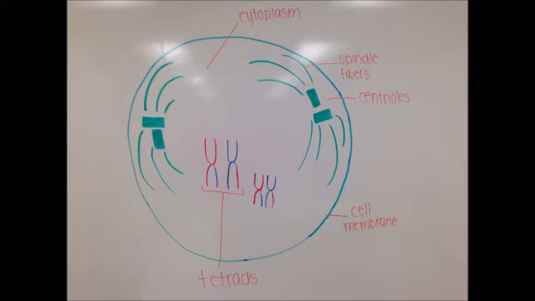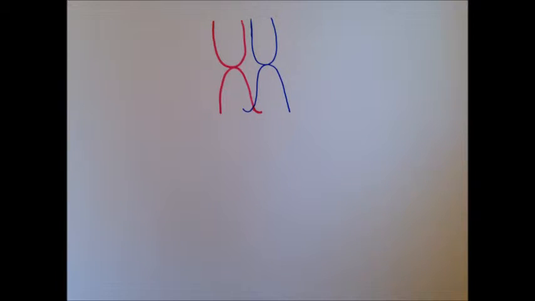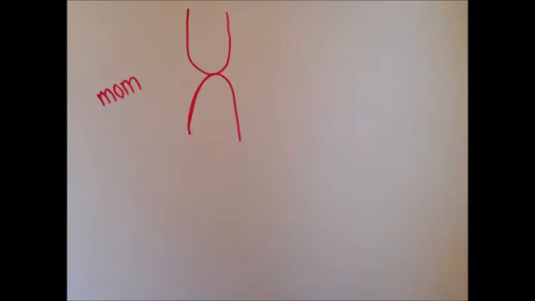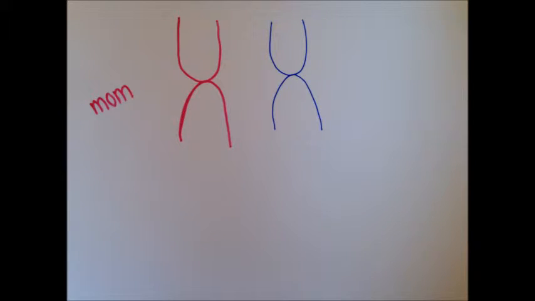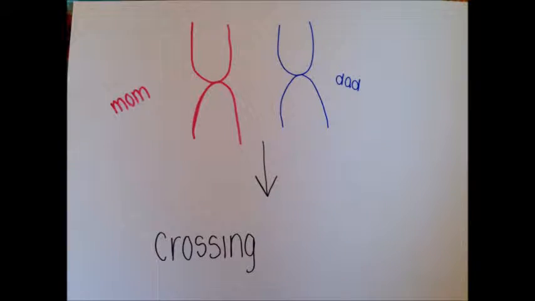Additionally, homologous pairs are formed and create a tetrad. Homologous chromosomes have the same DNA, one from the mother and one from the father. The DNA can consist of different alleles.